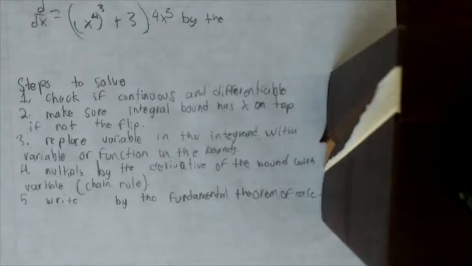And the third step would be to replace the variable inside the integrand. In the 3-4 cases I did, it was always t, but it could be a different variable. So you have to replace that with the variable that's on the bound. So the fourth step would then be to multiply by the derivative of the bound with the variable, which is just the chain rule.